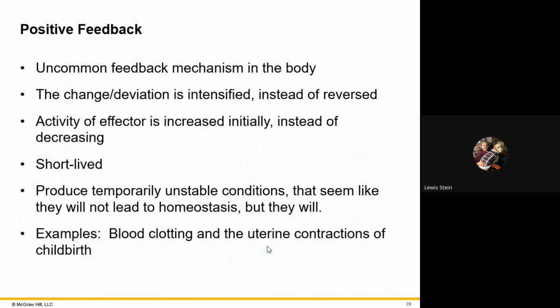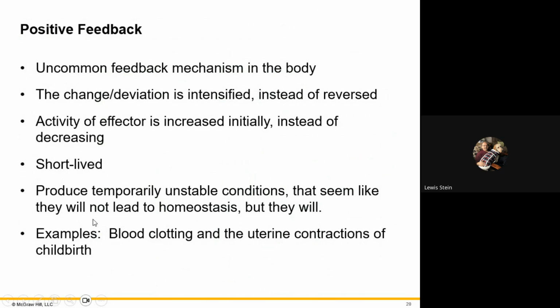So positive, again, uncommon. The change is intensified. We're trying to get to the end point to control the problem. Think of it that way. So it makes it more. We call it, there's fancy terms. We use cascading. We use self-amplification. It's the way it works. Okay? Activity of the effector is increased initially instead of decreased. It doesn't bring it up or bring it down like negative does. It's very short-lived. It may be temporarily unstable.